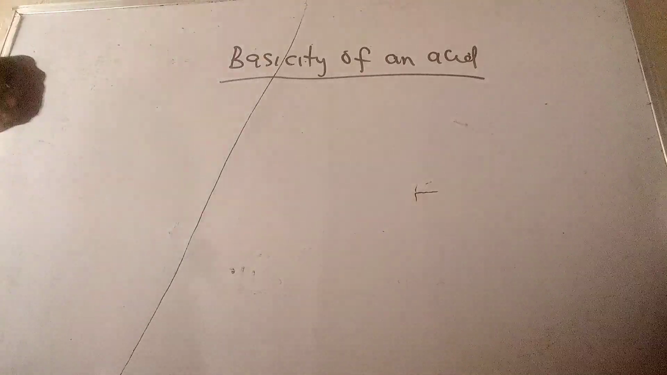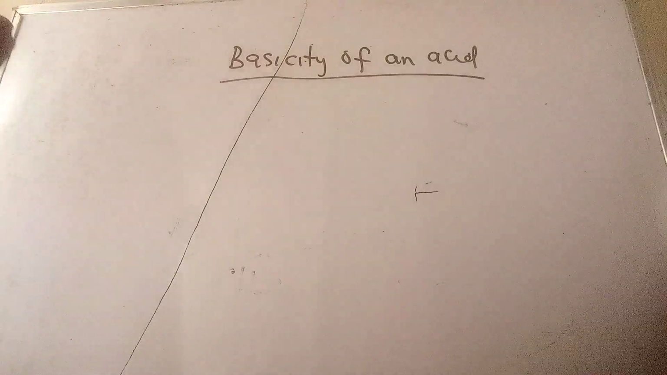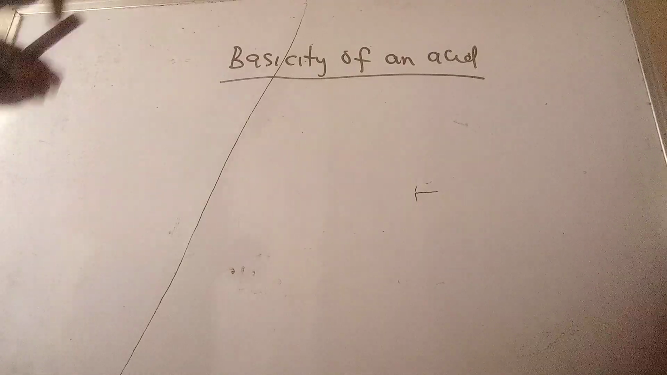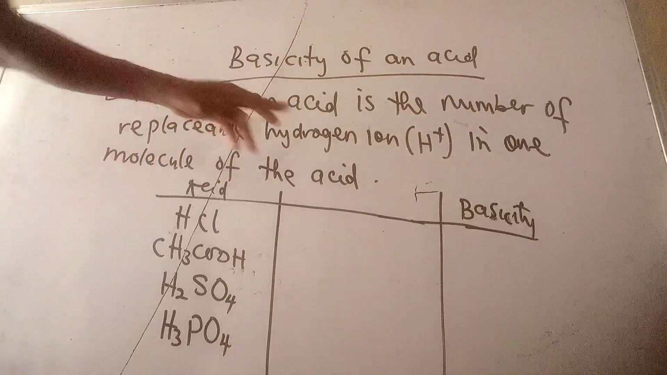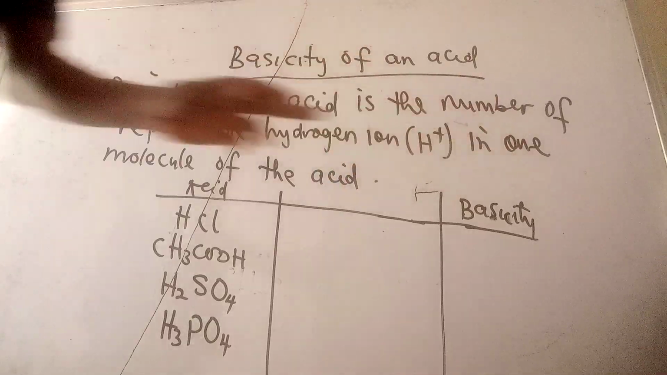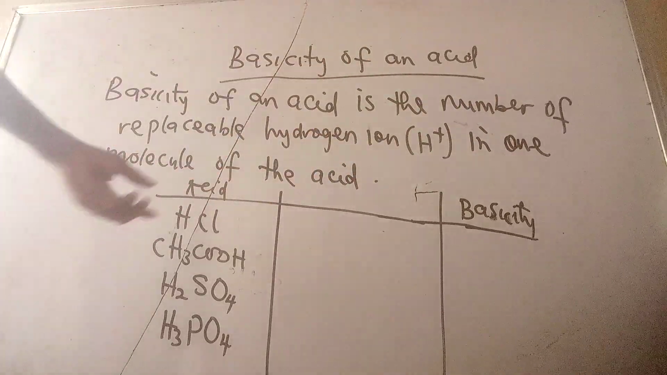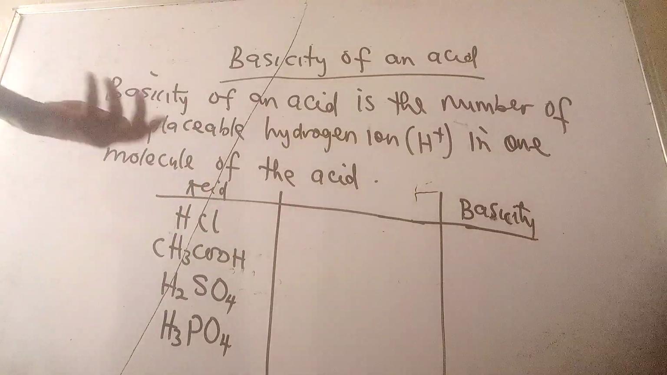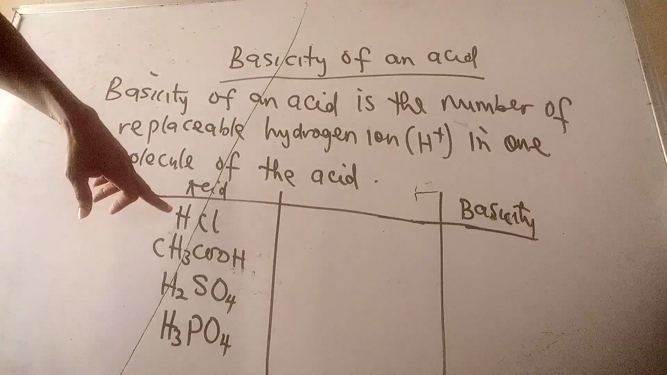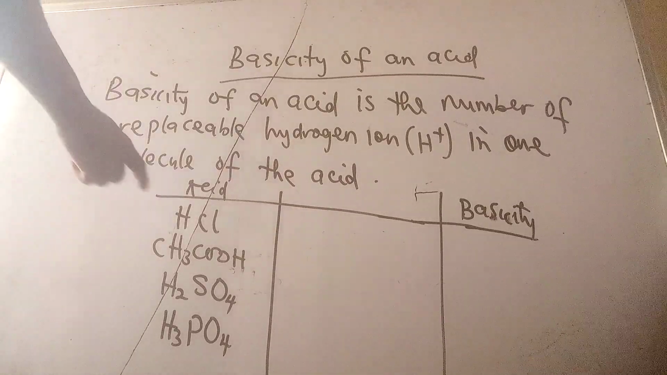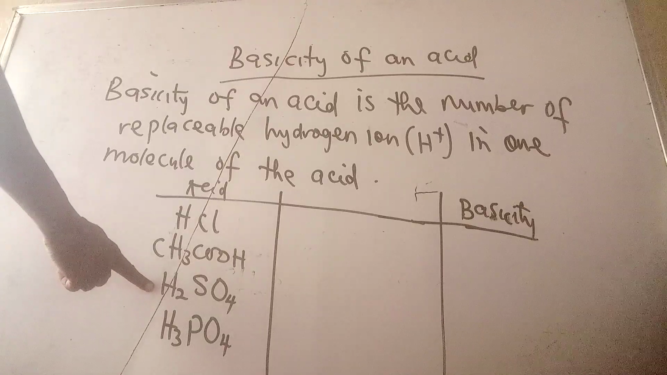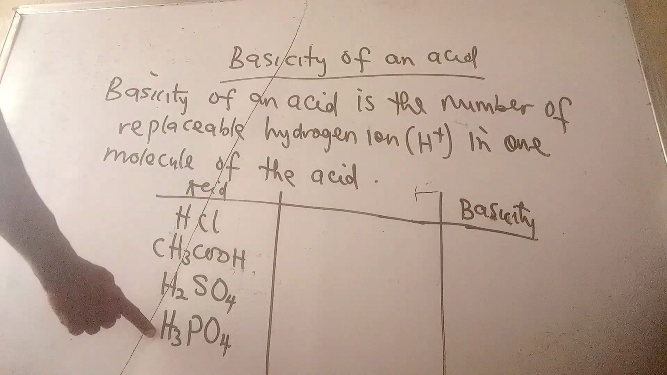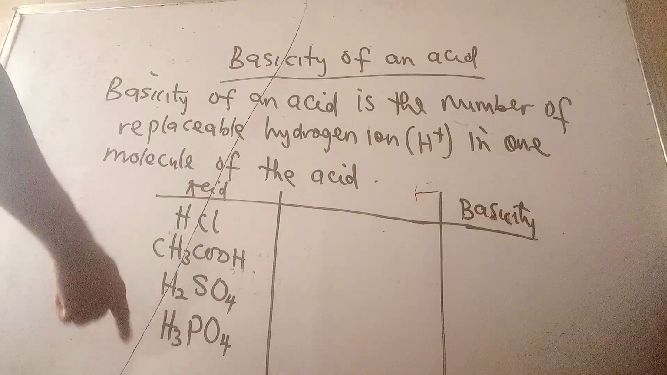Now, let us talk about the basicity of an acid. What is meant by the basicity of an acid? Basicity of an acid is the number of replaceable hydrogen ions in one molecule of the acid. Look at all these acids as I wrote them the other time. Hydrochloric acid, this is one molecule of it. Ethanoic acid, this is one molecule of it. One molecule of tetraoxosulphate(VI) acid and one molecule of tetraoxophosphate(V) acid.